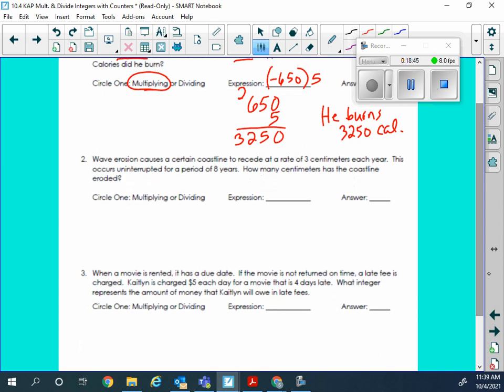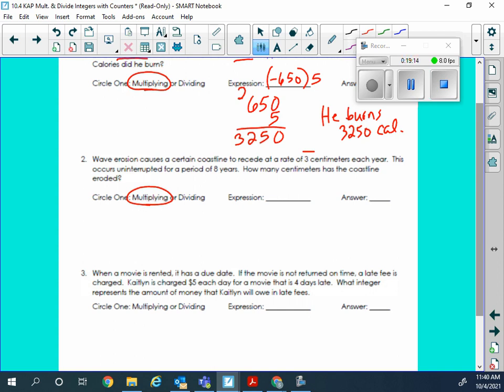Okay, let's look at the next one. Wave erosion causes a certain coastline to recede. What does recede mean? It means to go back, right? So that means if it's a rate of 3 centimeters each year, that would really be negative 3, right? Because it's coming back. This occurs uninterrupted for a period of 8 years. How many centimeters has the coastline eroded? Multiplication or division? Multiplication, again, because we're looking for the total that it has eroded.